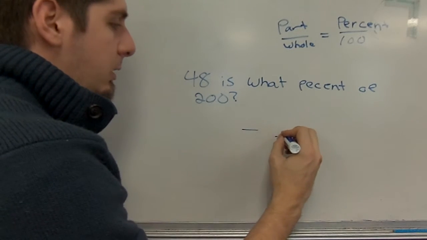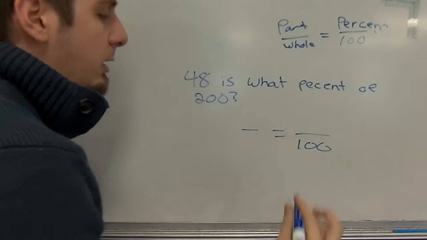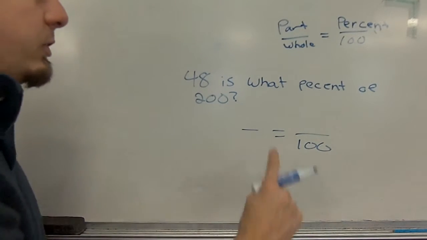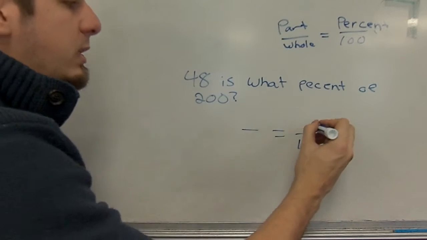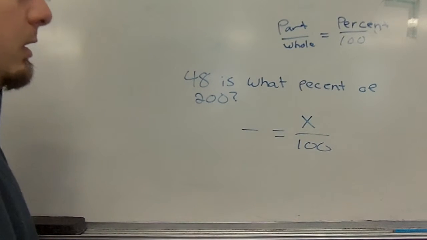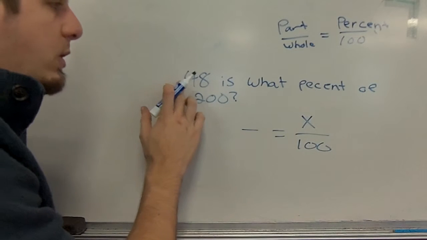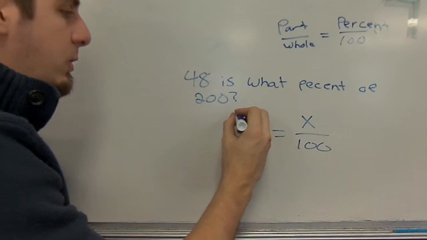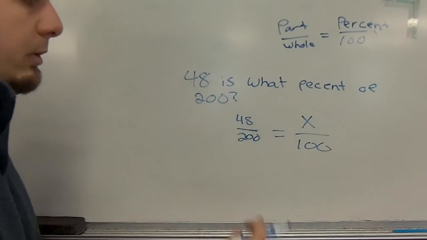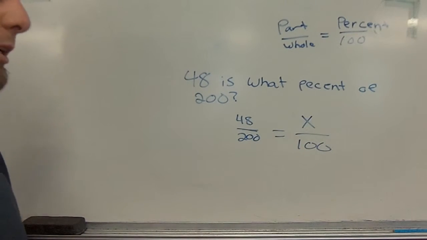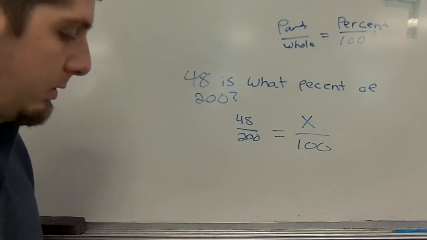Let's go back to our percent equation. They're asking what percent of 200, so we don't know what the percentage is. Right there you know that's the x. We want to know 48 is what percent of 200. So 48 is the part, 200 is the whole. Cross multiply, you get a one-step equation, and solve that one-step equation.